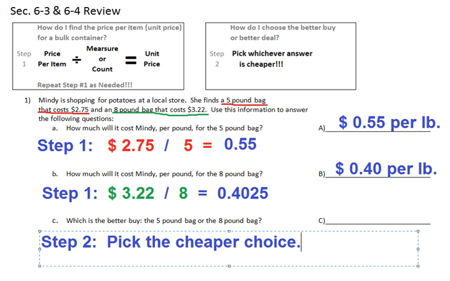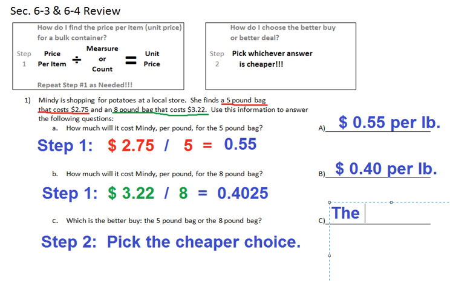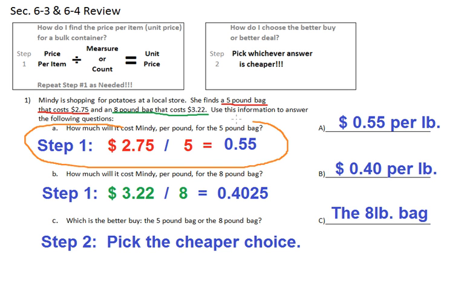Is it better for her to buy the 5-pound bag or the 8-pound bag? In this case, it's going to be the 8-pound bag. Why? Well, because it's cheaper per pound. She's going to get more bang for her buck. Yes, I do understand that the 5-pound bag is cheaper because it's only $2.75, but it's not cheaper per pound because each pound of potato is going to cost 55 cents. You're going to get more potato for your dollar if you go with the 8-pound bag.